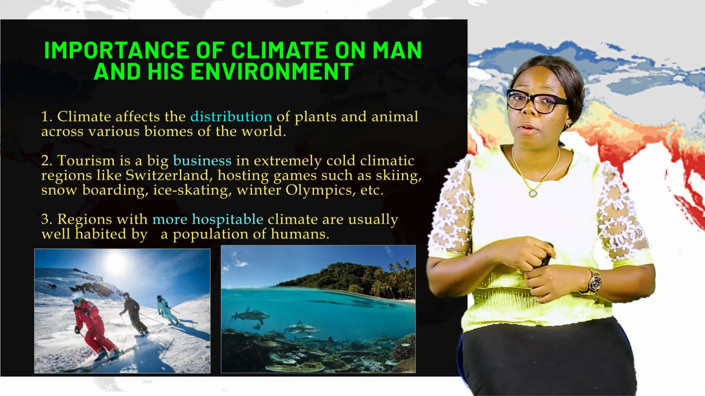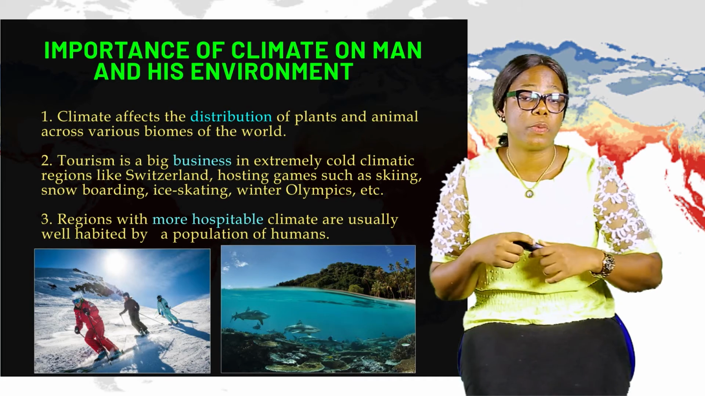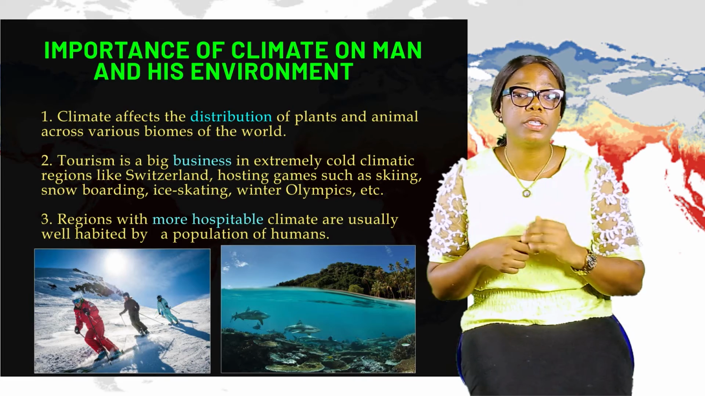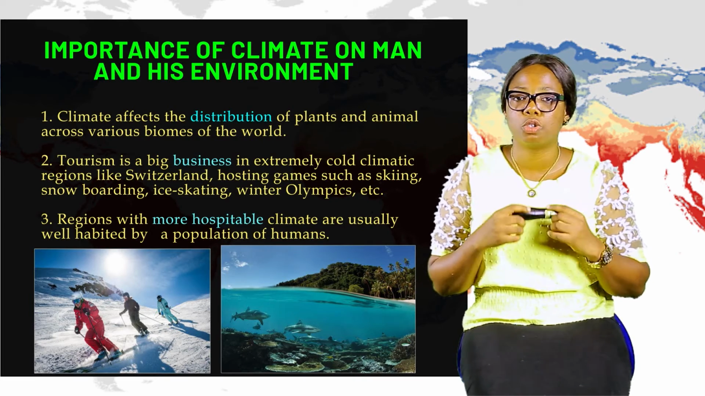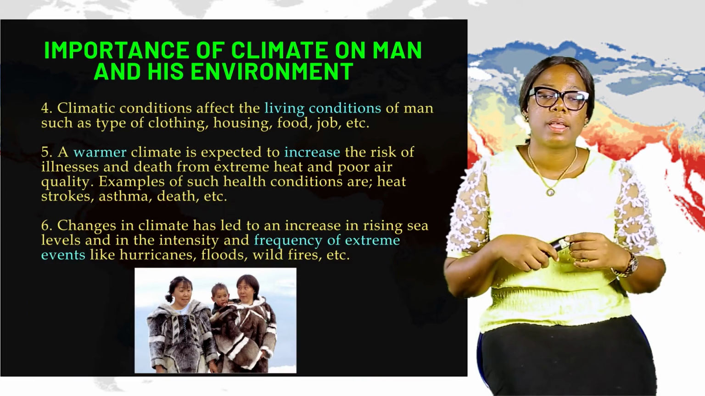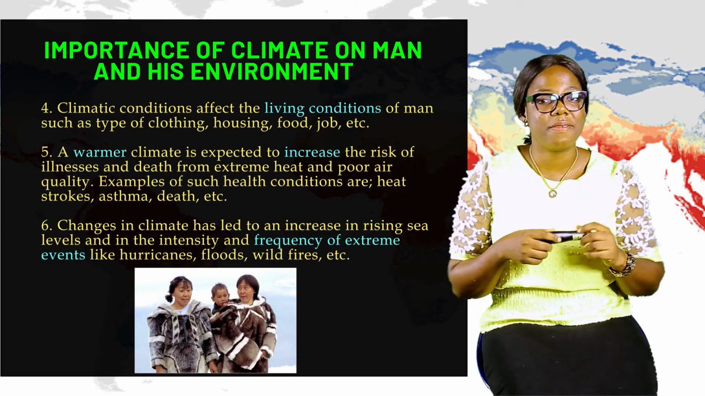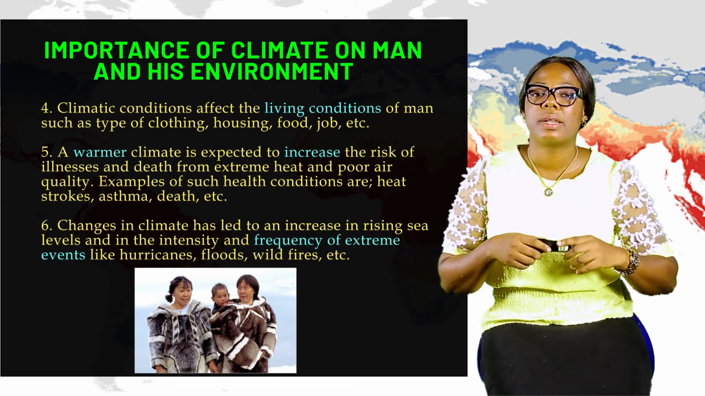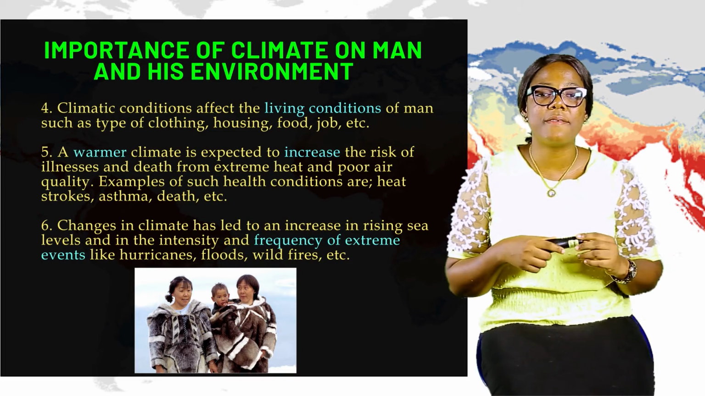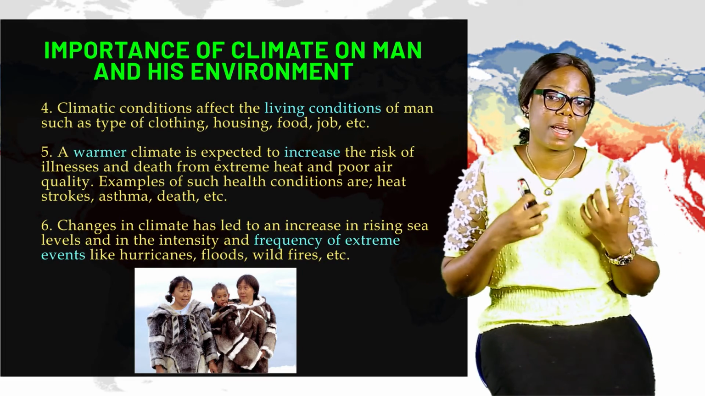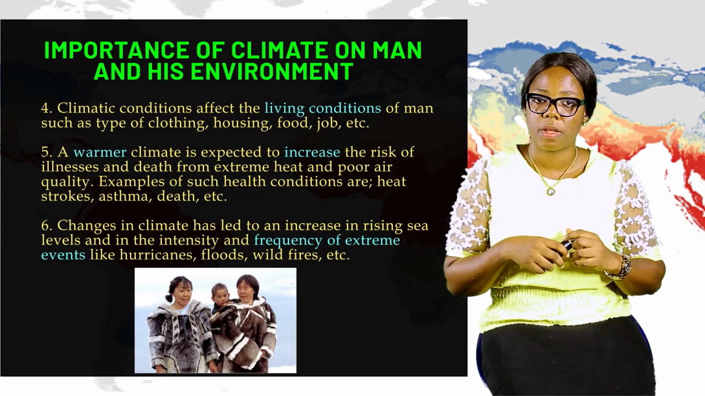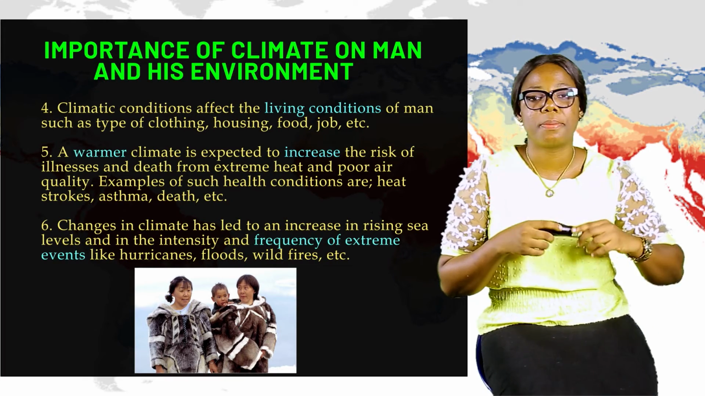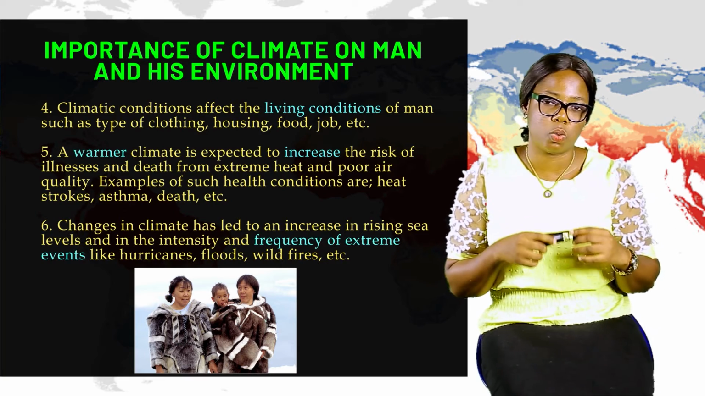Thirdly, human population is usually found in regions with more hospitable climates. For example, regions that have temperate and tropical climates. The climate can also affect the living condition of man in his environment. For example, the type of clothes, food, and even the type of houses are affected by the climate of a particular region.